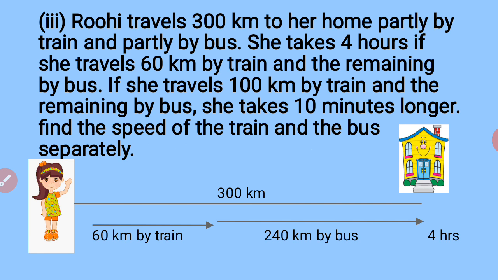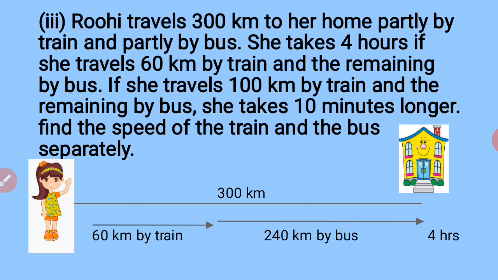She takes 4 hours if she travels 60 kilometers by train, and the remaining distance, that is 240 kilometers, by bus. If she travels 100 kilometers, that is the second condition. We'll be dealing with it in the next slide. So children, here total time is 4 hours. And what are we supposed to find out? Find the speed of the train and bus separately.